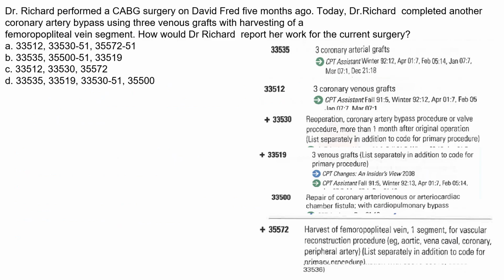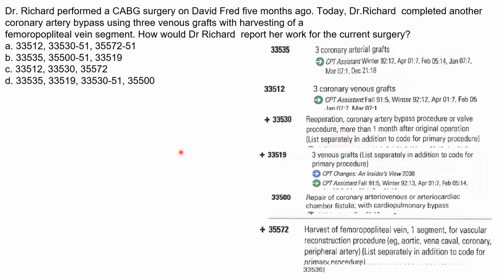Now let us take a few examples that they will ask in the exam. Dr. Richard performed a CABG surgery on David Fred 5 months ago. Today, Dr. Richard completed another coronary artery bypass using three venous grafts with harvesting of a FEMPOP vein segment. How would Dr. Richard report her work for the current surgery? The patient had one CABG surgery 5 months back. Today she has undergone one more surgery with three venous grafts, and that graft material is from the FEMPOP vein. So we have enough data to zero down the right answer.